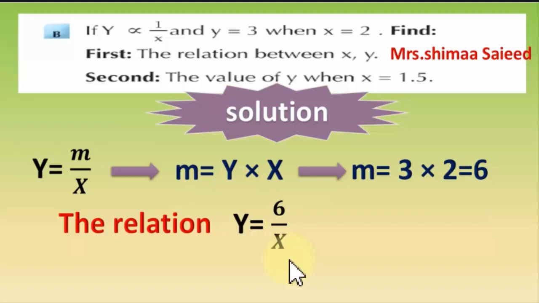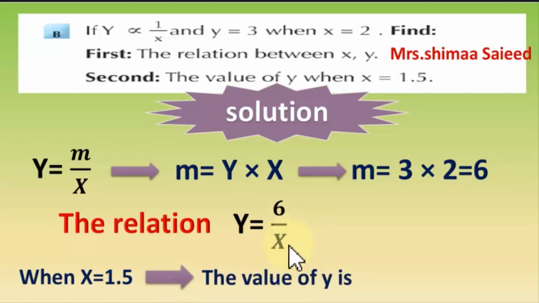What about the value of y when x equals 1.5? y equals 6 over x. So when x equals 1.5, y equals 6 over 1.5, which is 4. So the value of y is 4.